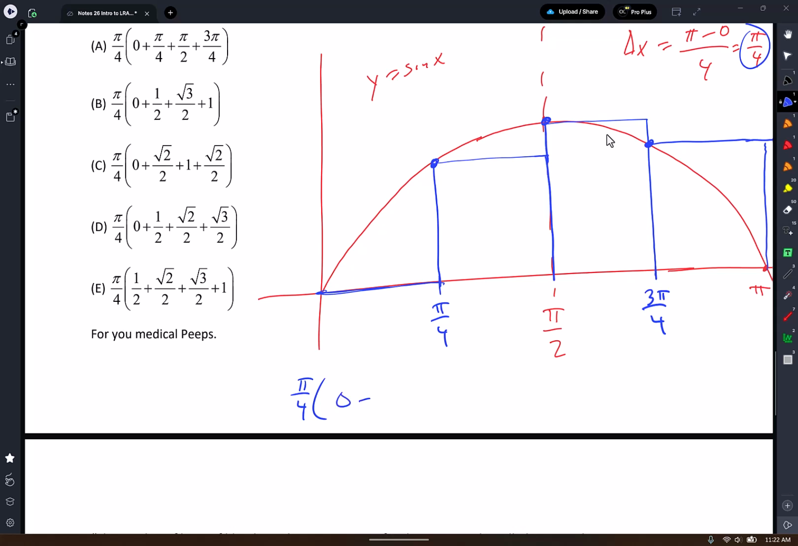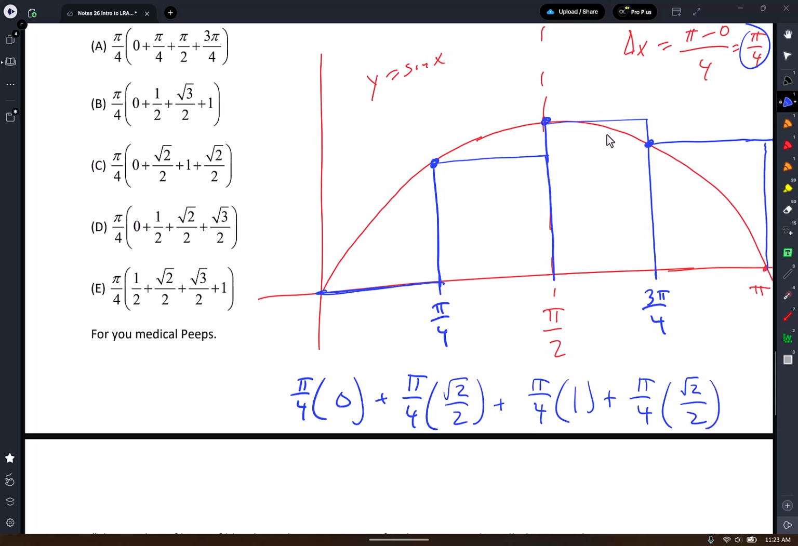0. Plus, you know what? Let me do it the way I want to do it. I'm just doing width times height. Pi over 4. Height. What is sine of pi over 4? Square root of 2 over 2 plus pi over 4. What is sine of pi over 2? 1 plus pi over 4. Does everyone understand what I'm doing, guys? I'm just doing width times height, right? What is sine of 3 pi over 4?